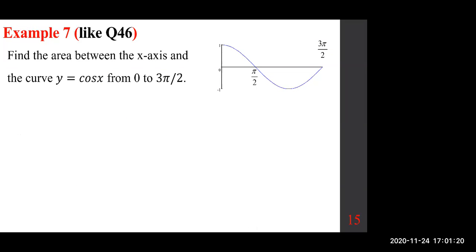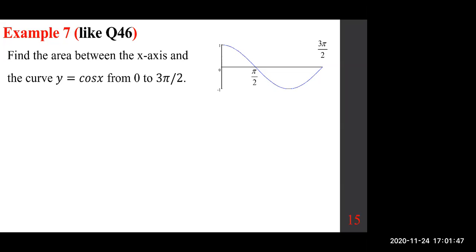We want to find the area between the x-axis and the function y equals cosine x as we go from 0 to 3 pi over 2. I hope you realize that if we are evaluating the integral, it gives us the difference of areas. I can't emphasize this enough. Okay, class?